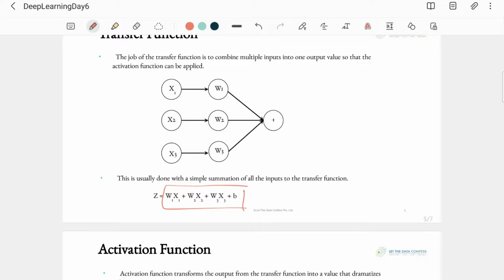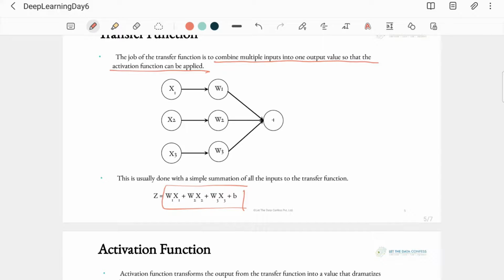So basically a transfer function's job is to combine multiple inputs into one output, so that an activation function can be applied. Or, forget the activation function right now, you can say that a threshold can be applied. I can understand, okay, I'm going to predict something or not. It's a way of combining, a mathematical term only.